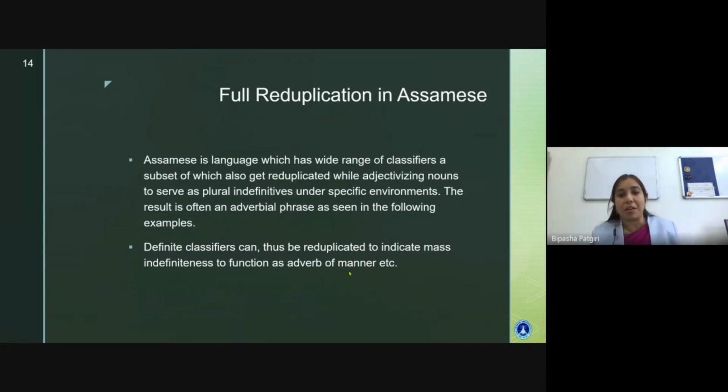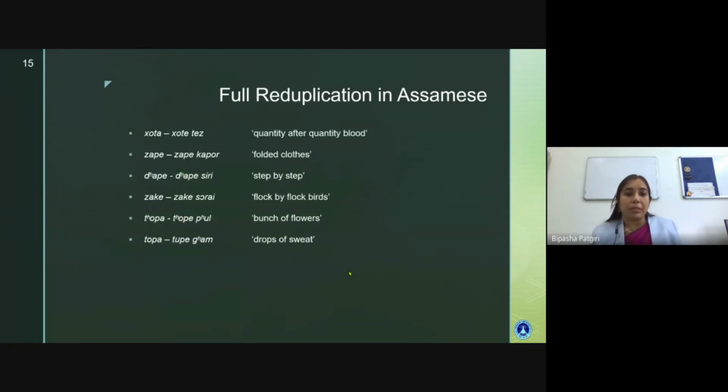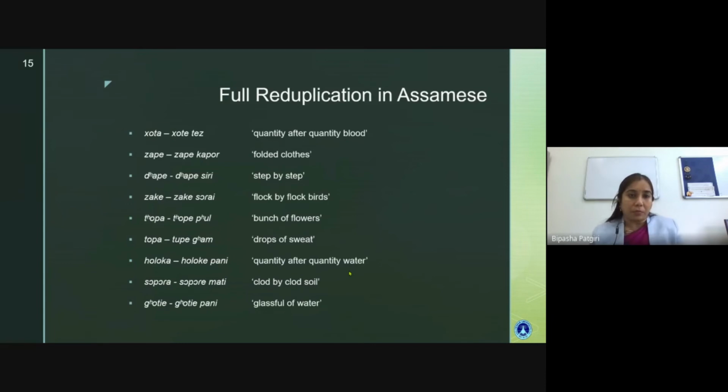Assamese is a classifier-rich language because it has had a language contact separation from TB languages for a prolonged period of time, and since then Assamese has developed a rich classifier system. So classifiers can be reduplicated totally; full reduplication is seen. For example, you can see all these examples.